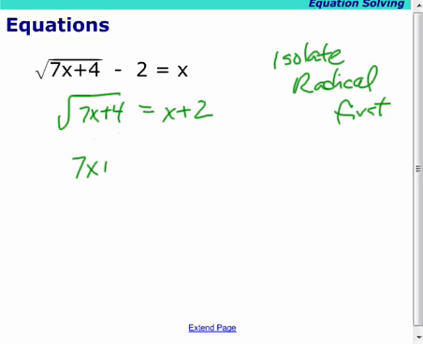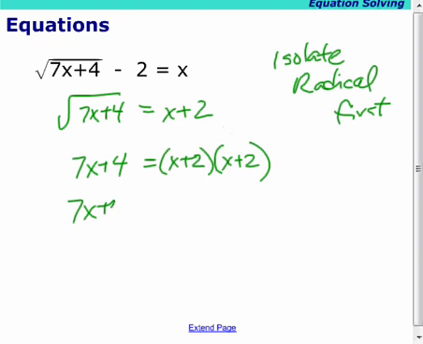Here I'm going to be left with 7x plus 4 is equal to... When I square this side, be careful that you don't just say x squared plus 4. It's x plus 2 all squared, which means x plus 2 times x plus 2. So I have 7x plus 4. If I FOIL, I get x squared plus 4x plus 4, I think.